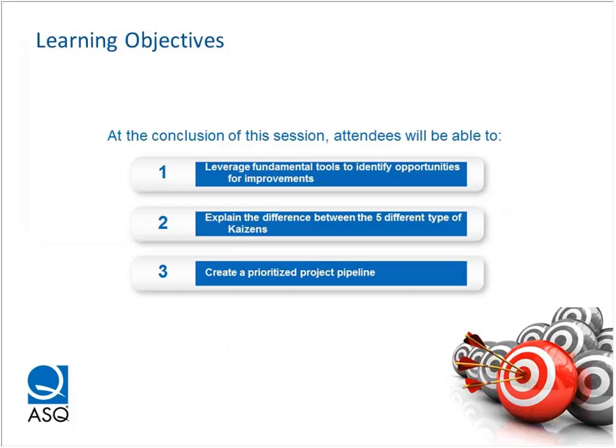We're also hoping that all our participants will be able to explain the difference between the 5 types of Kaizens and that they will be able to create a prioritized project pipeline. That's our action plan for today.